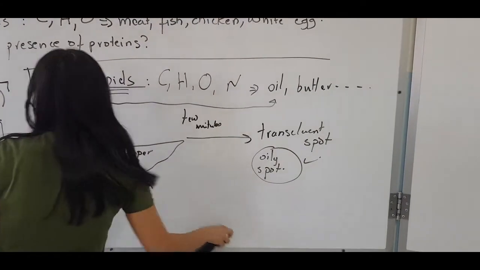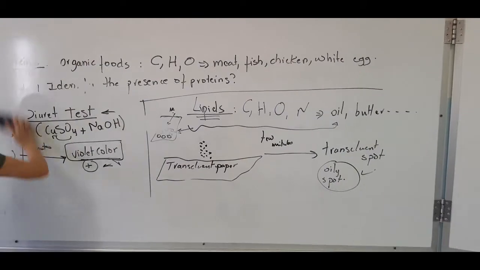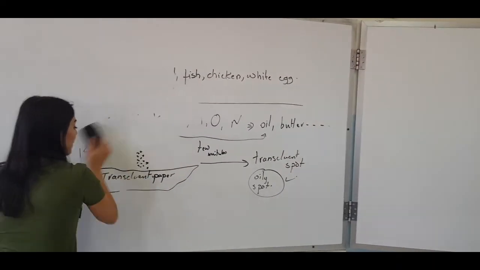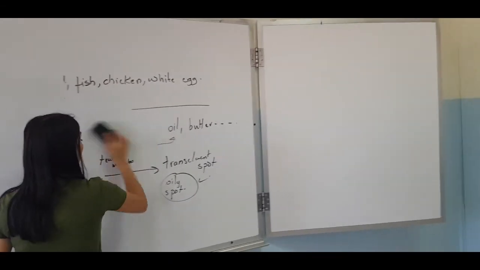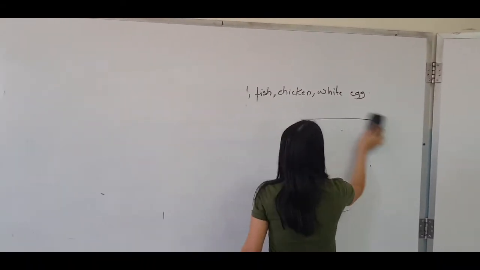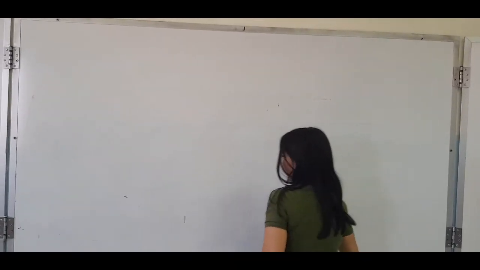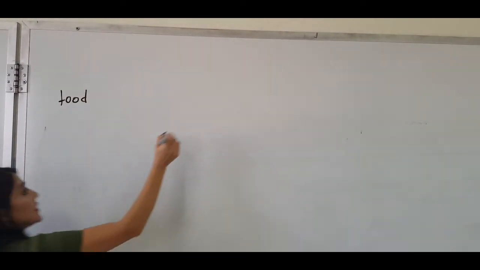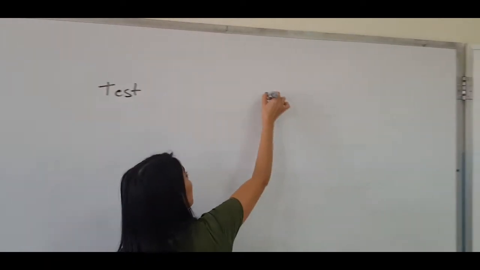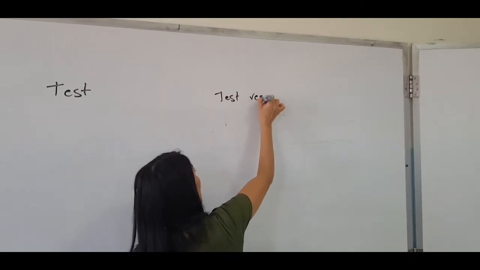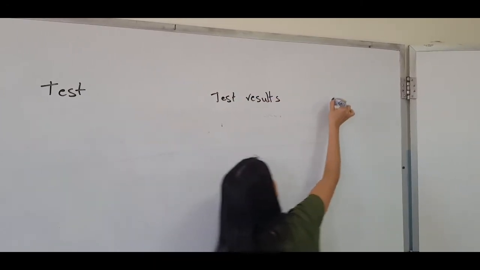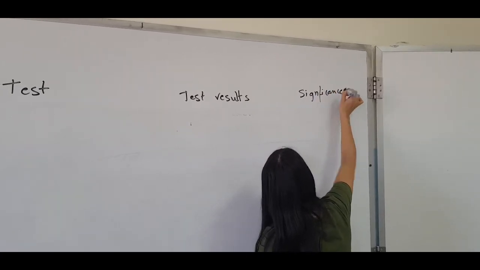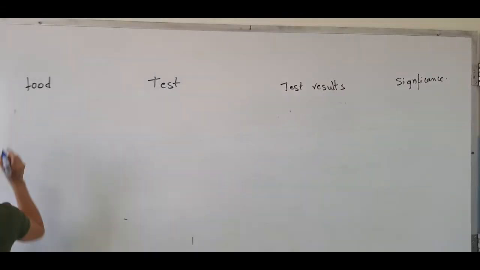Now I'm gonna summarize all the tests of organic substance. So I took the lipid, the protein, the starch, and the reducing sugar. So let's summarize what did we study today. This is the food. This is the test. This is the test result. And this is the significance. First food, we took starch.